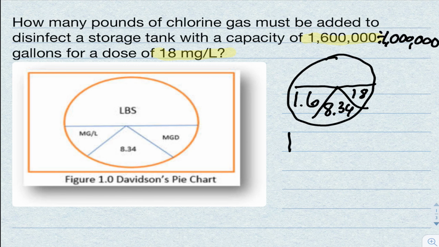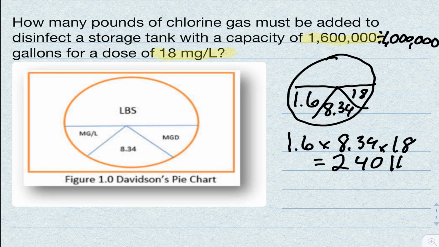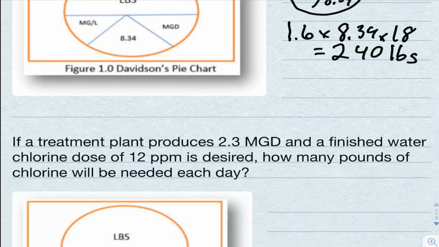Now the next step is to multiply all these numbers right here, straight across. So it's going to be 1.6 times 8.34 times 18, and that will equal 240 pounds. And that will be the answer. Now let's look at the second question.